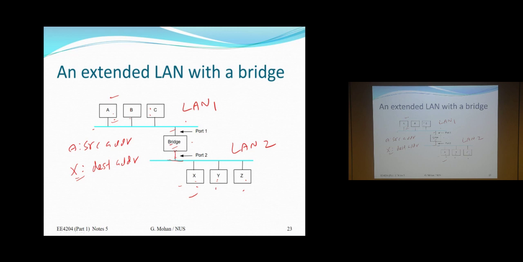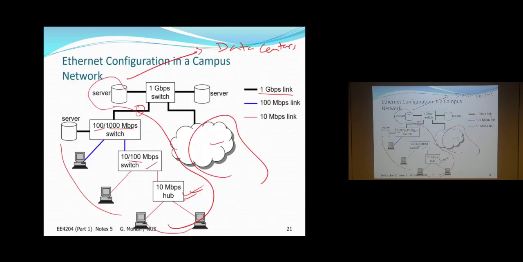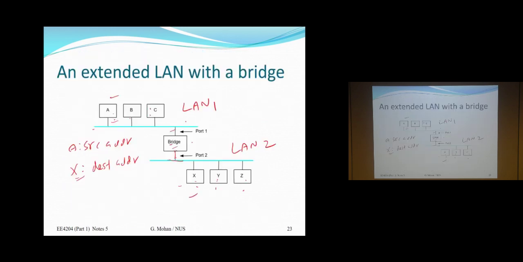So basically there are two approaches to forwarding frames between local area networks which are connected by a bridge. In the first approach, the complete address or path information is given. We call it a source routing bridge. That means when A sends a frame to X, it should indicate that it should go through, let's say, bridge 1 to reach X.